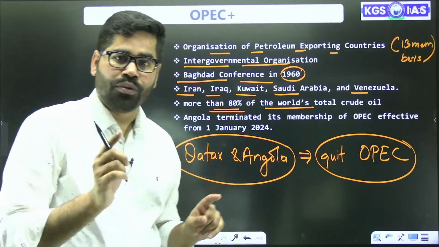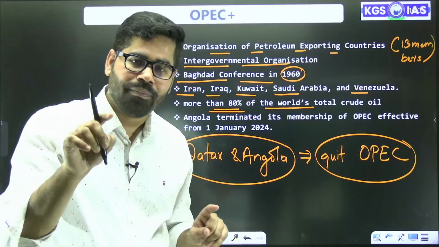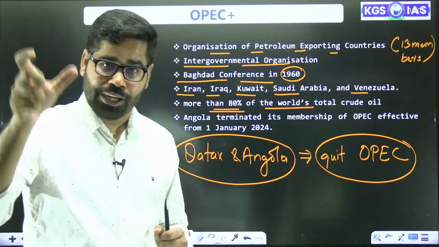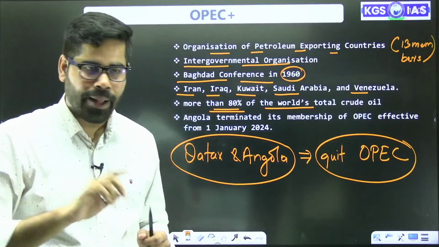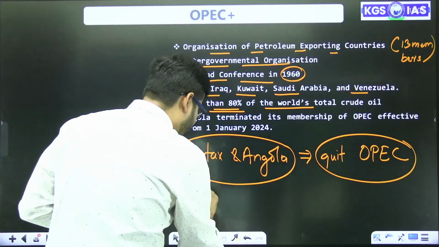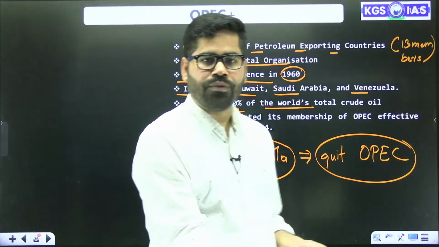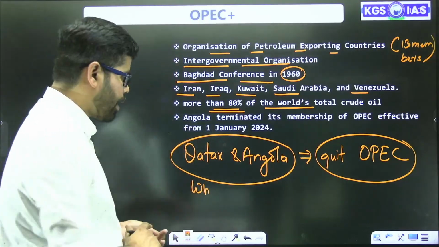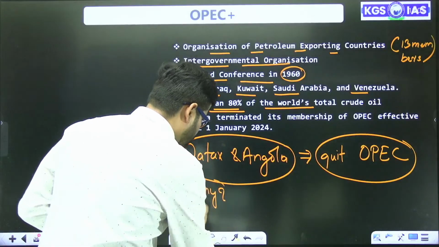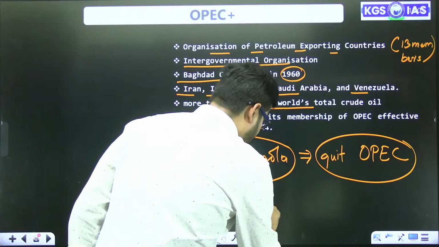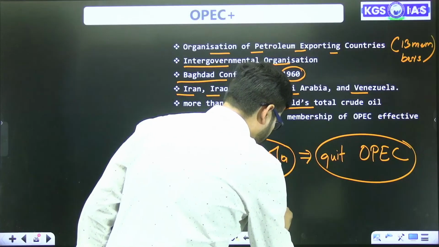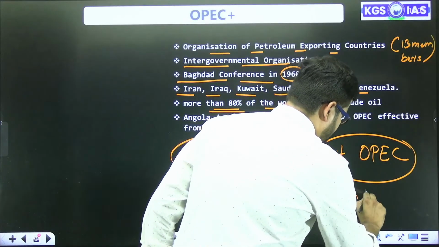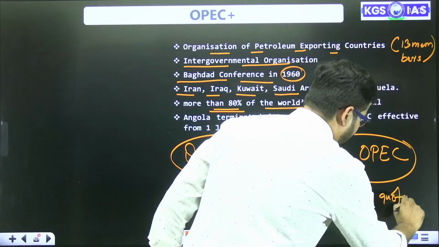Now, they are putting extra pressure, saying to Qatar, Angola and many other countries that you should cut down the supply. Why have they quit this organization? What was the main reason? The main reason is the reduction in quota of production.